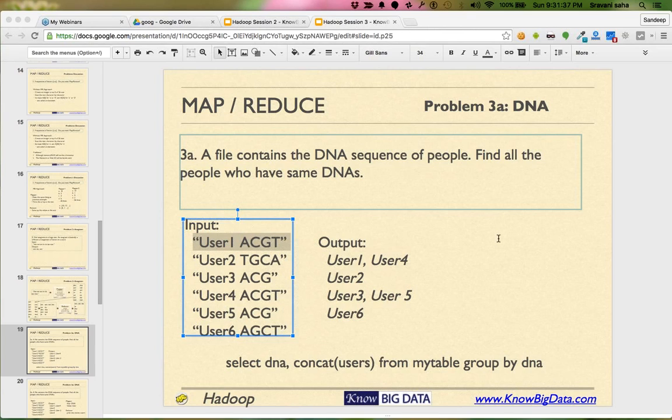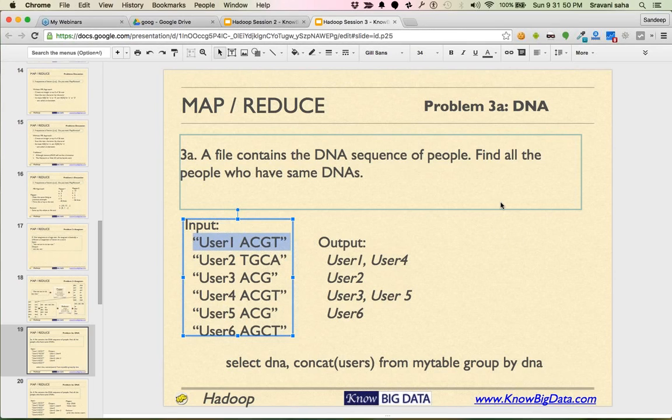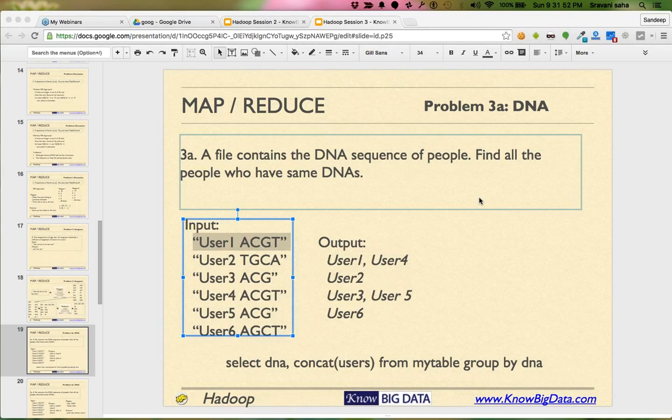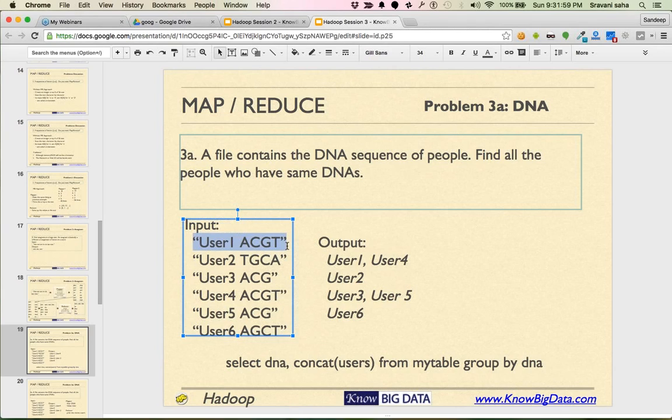Yes. Veena says DNA will be the key and the user is the value. Ravi says key will be DNA. Okay. And again, what Ravi says is the key will be DNA and the value will be the list of users. But you don't have a list of users. Your map logic will get only one record at a time, let's say, one line.